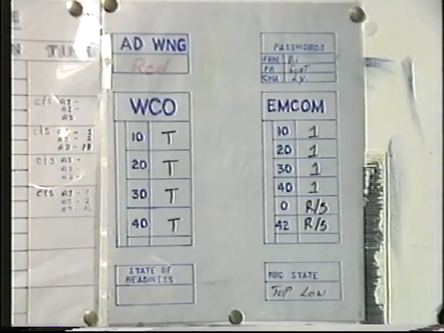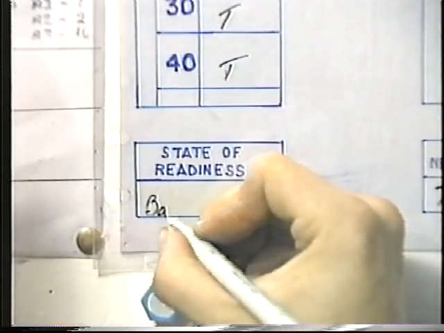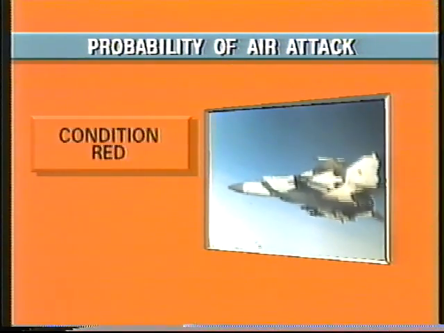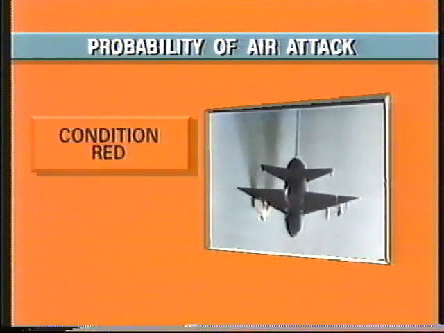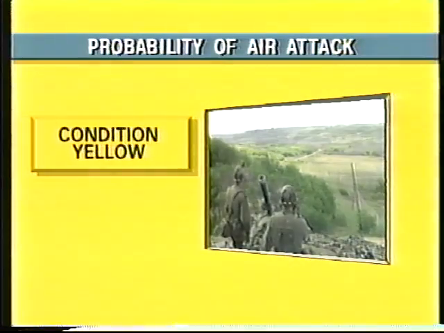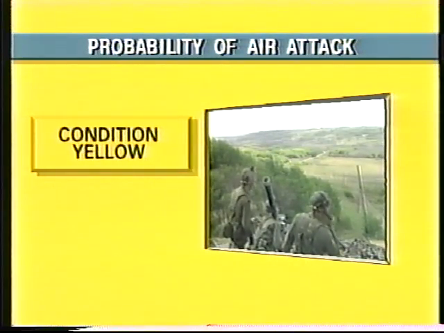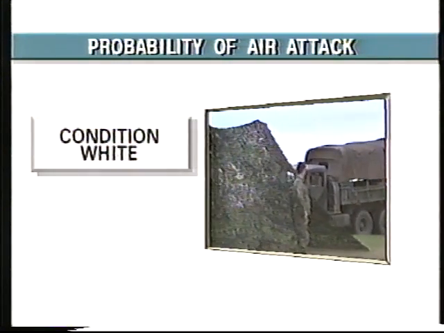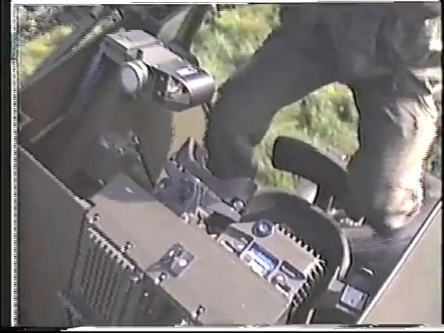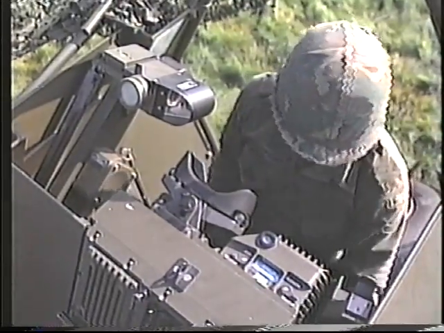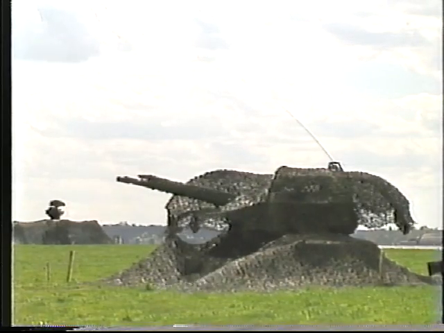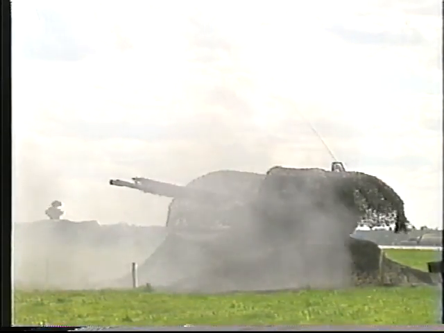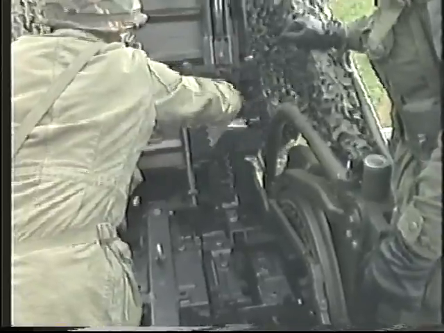Air defense warnings represent the air defense commander's evaluation of the probability of an air attack and are expressed as condition red, meaning an air attack is imminent or in progress, condition yellow, attack is probable, and condition white, an attack is unlikely. Warnings also include unit or subunit readiness states, which will be battle stations, standby, or stand down, as required to balance the requirement for quick reaction to an attack with the need for crew rest and weapons maintenance.